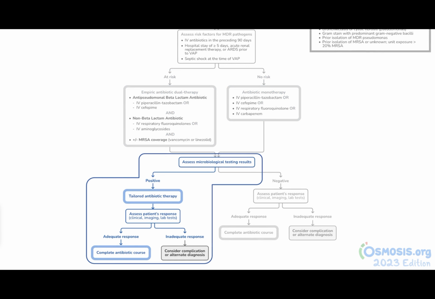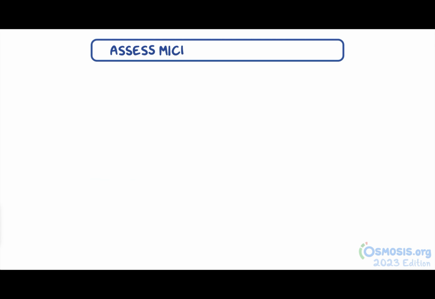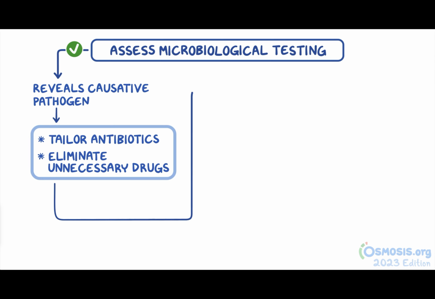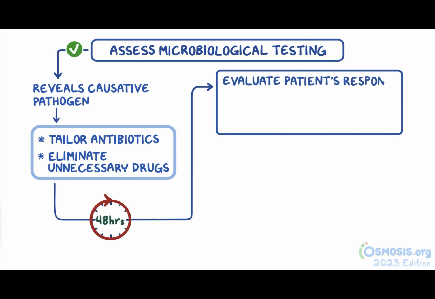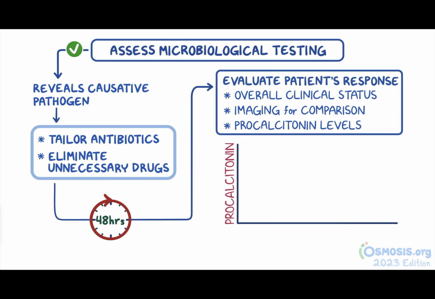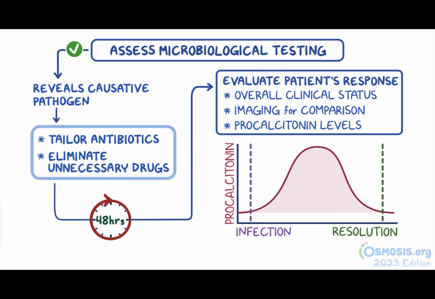All right, after the empiric treatment has started, you should follow up and assess the microbiological testing ordered earlier. If testing results are positive and reveal the causative pathogen, you can tailor antibiotics to maximize coverage against it and eliminate unnecessary drugs. Next, wait 48 hours and evaluate the patient's response to tailored antibiotics by assessing their overall clinical status, obtaining new imaging for comparison, or following procalcitonin levels. Procalcitonin levels serve as a good biomarker during the treatment of bacterial infection because the levels rise with the initial infection and drop with resolution.